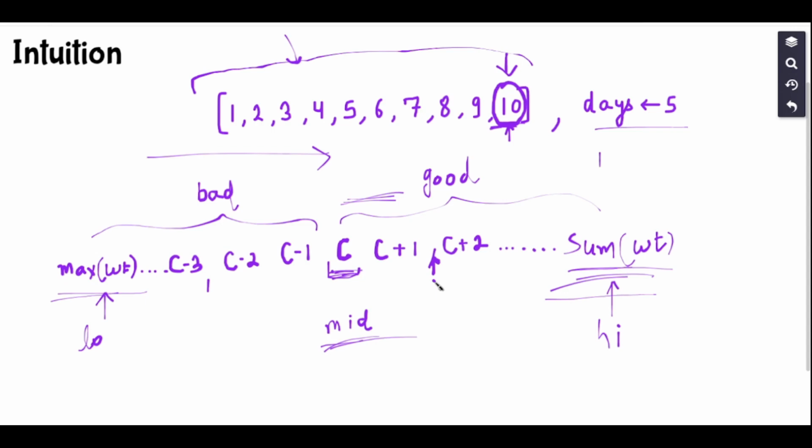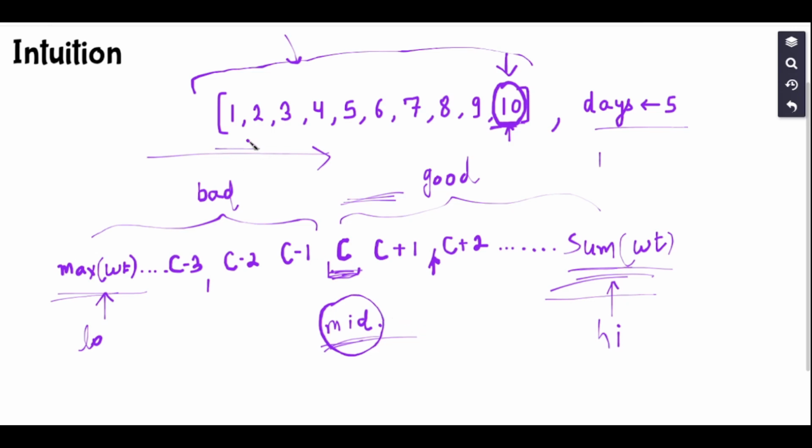Okay, that's all. Now all we have to do is check if this mid lies on the bad side or on the good side. That is my Boolean function. So what would be the definition of the Boolean function?